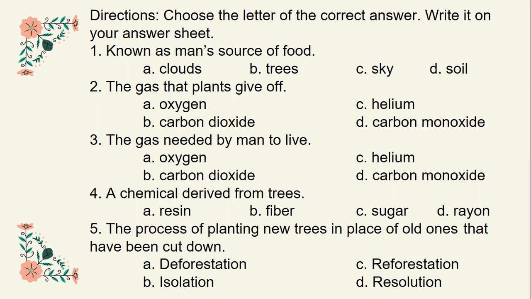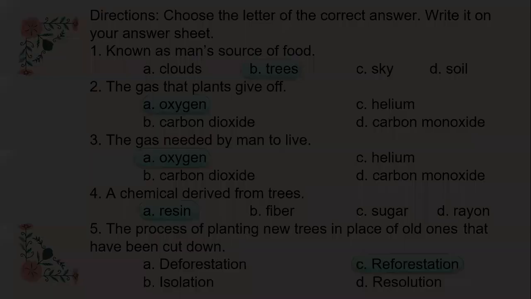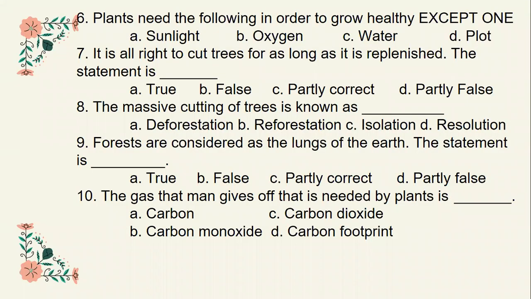So let's check. Number 1, you have trees. Did you get it right? Number 2, oxygen. Number 3, same, A, oxygen. Number 4, it's resin. Number 5, it's called reforestation. Now let's proceed to numbers 6 to 10.